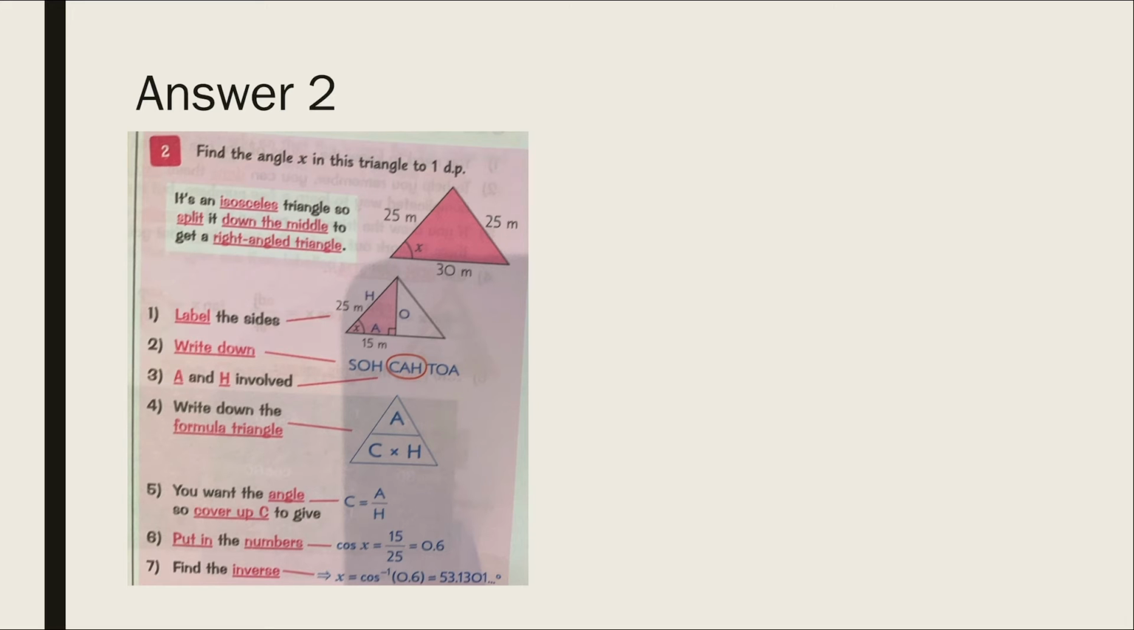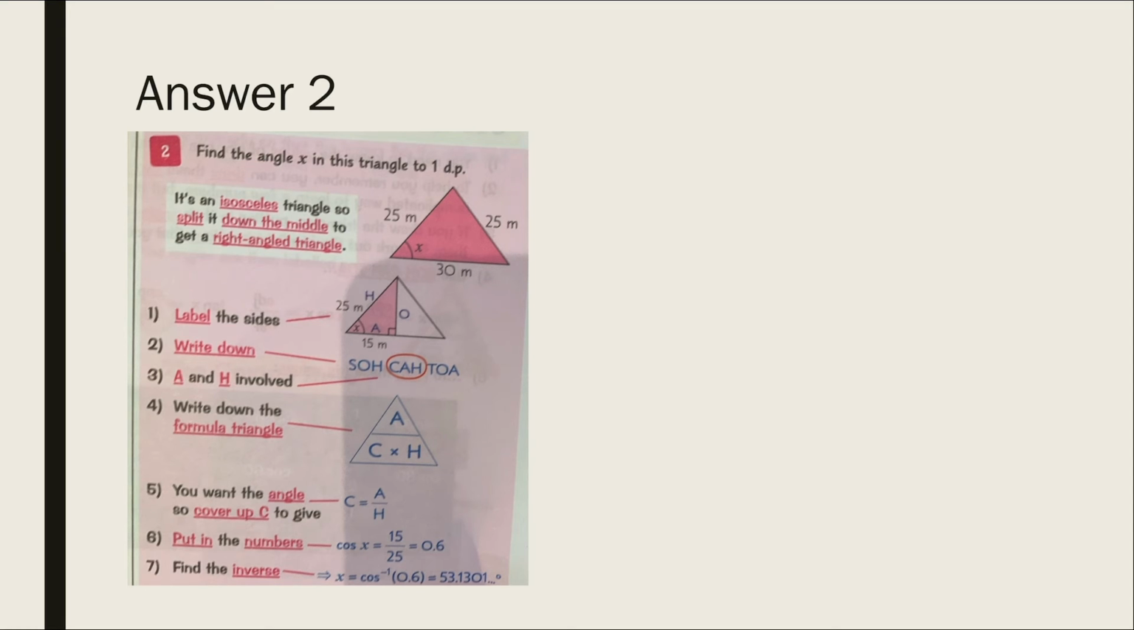Because we know the hypotenuse and x, we want to use cosine. Remember, adjacent over hypotenuse. And because we know that the adjacent is 15 meters, because 30 divided by 2 is 15, yeah. Like using the formula triangle again, which I guess you could work out in your head and solve from there. But let's take it from here.